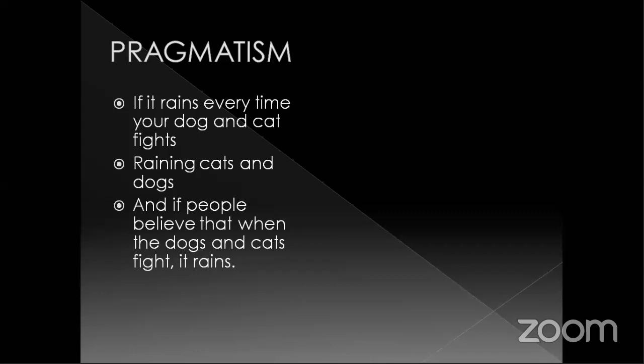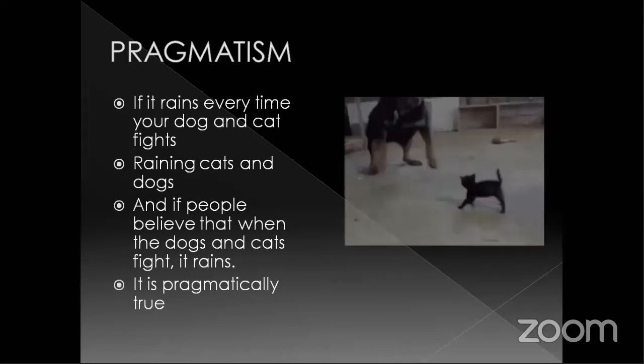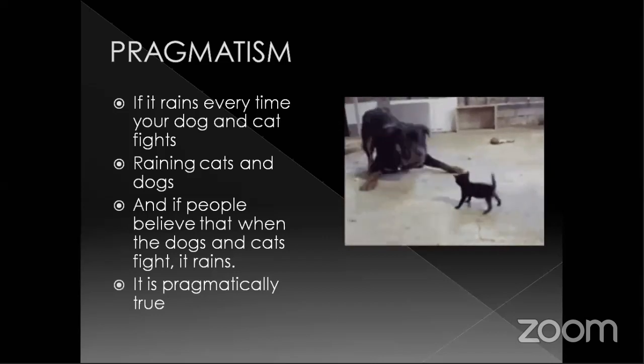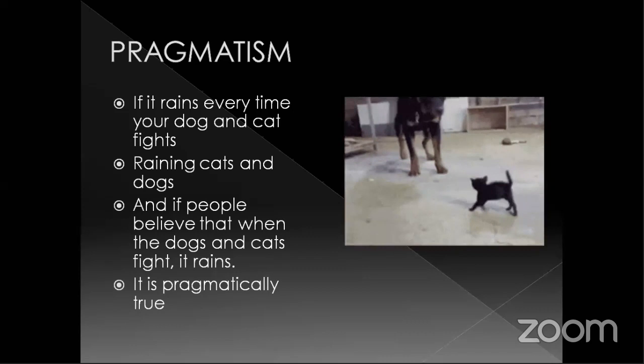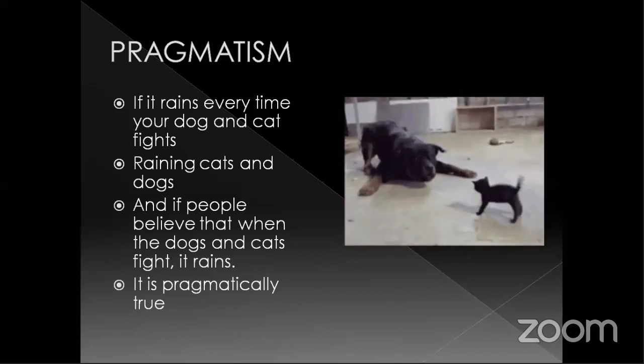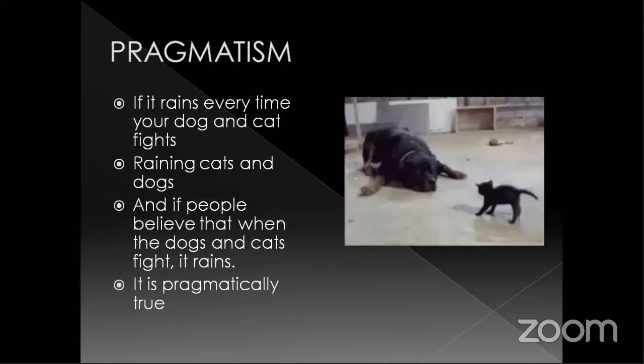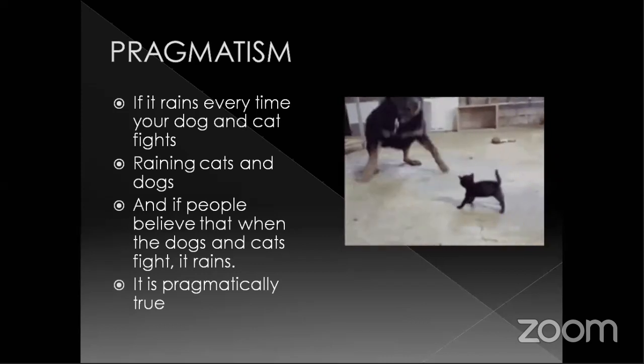So can there be any logical conclusion? Can there be any association between the fighting of cats and dogs and rain? Well, if people say that there is a causal relation between cats and dogs fighting and rain, then there are causal relations. This is pragmatism, and they say it's pragmatically true. So here you can see that if cats and dogs fight and it rains every time, then you can relate the theory that when cats and dogs fight, it rains. This is pragmatically true. There is no point in arguing whether it's universally true or not.